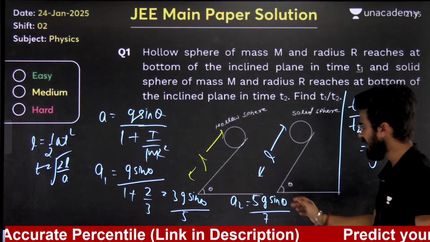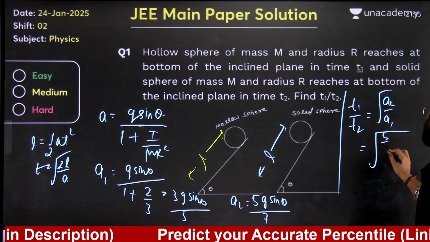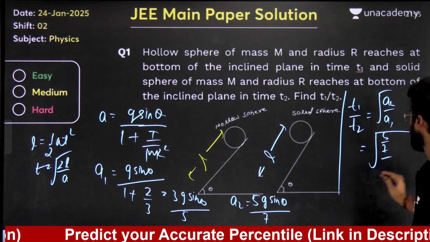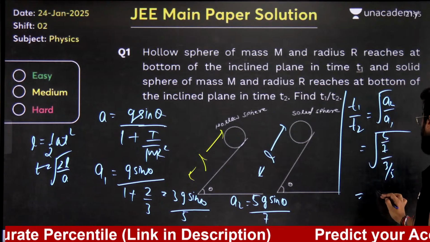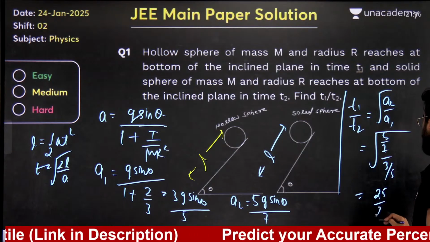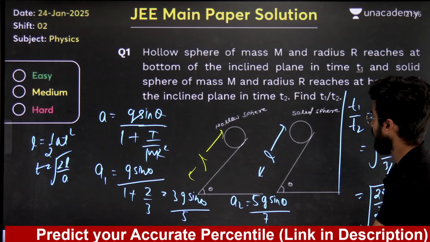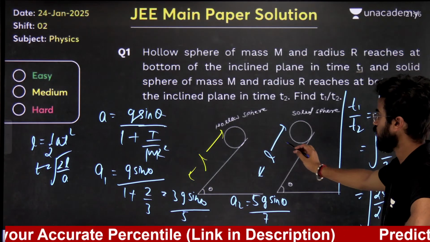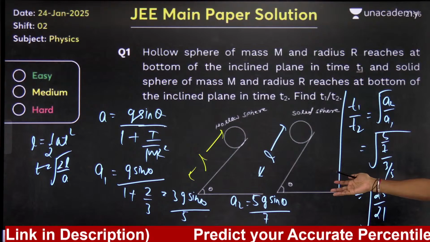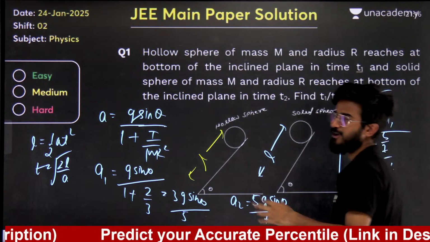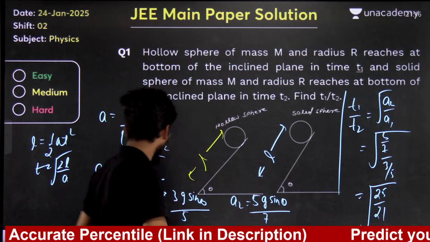Now I am directly cancelling g sine theta. a2 is 5 by 7, divided by 3 by 5. Just put the values, it will be 25 by 21, and that's it. Have I made any mistake? It is a solid sphere, 2 by 5. The question seems very easy, but please check the calculation once, because sometimes I do the calculations very wrong.